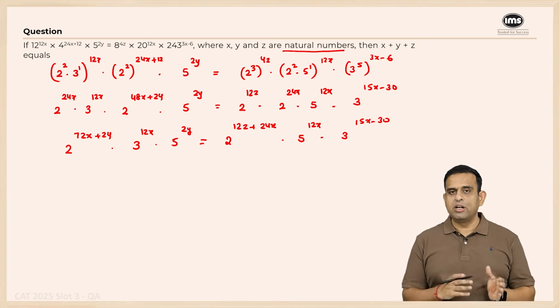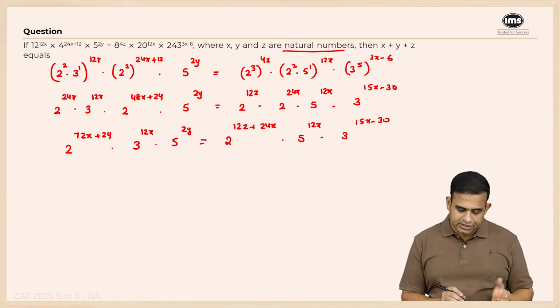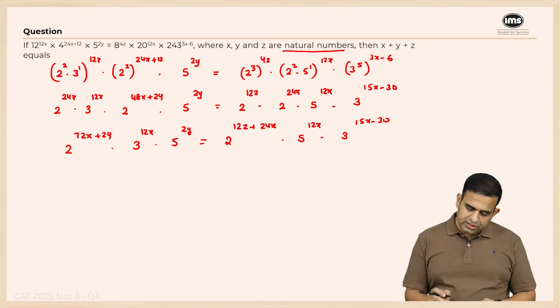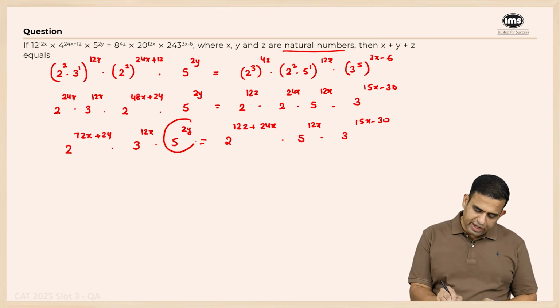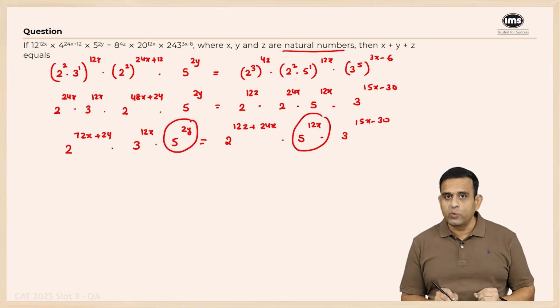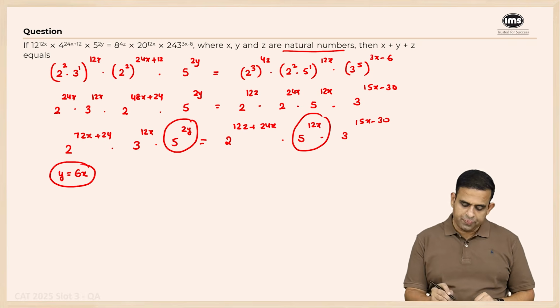So now it's time to do a comparison, because x, y, z are going to be positive integers. In this particular context, if I look at the powers of 5, then I can say 2y equals 12x, and that will give you y equal to 6x, which is one thing I got.